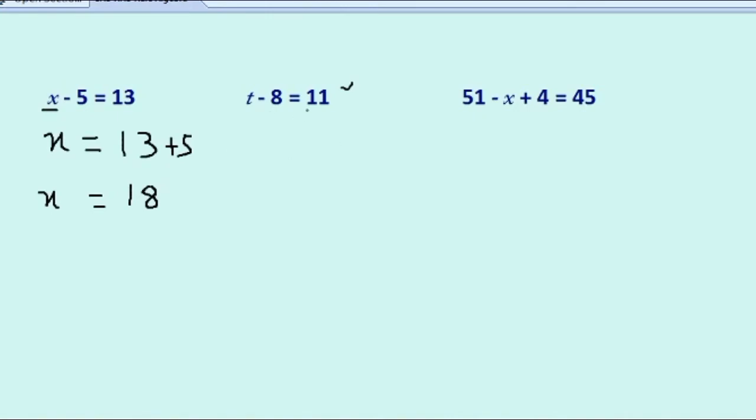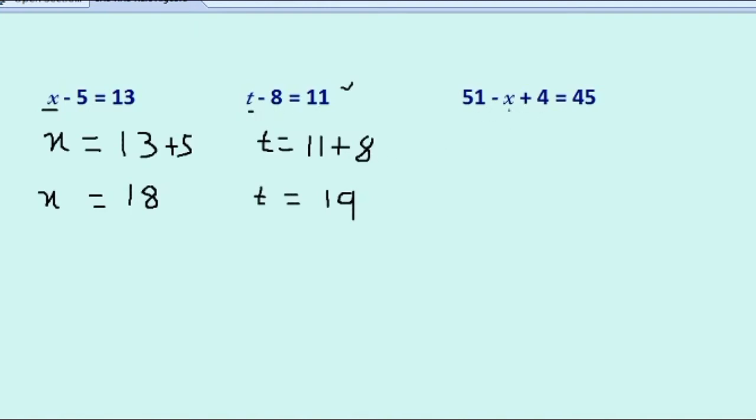Okay, one more example. T minus 8 is equal to 11. Find out the value of t. So what do we do? T equals 11. Here it is minus 8, so when it is moved here, it will become plus 8. So t is equal to 11 plus 8, 19. T is equal to 19. Check: 19 minus 8 will be 11.